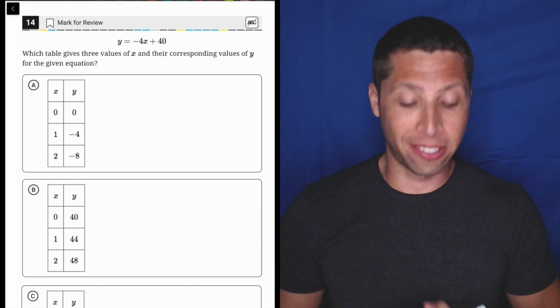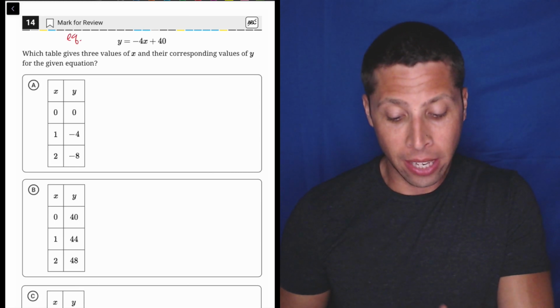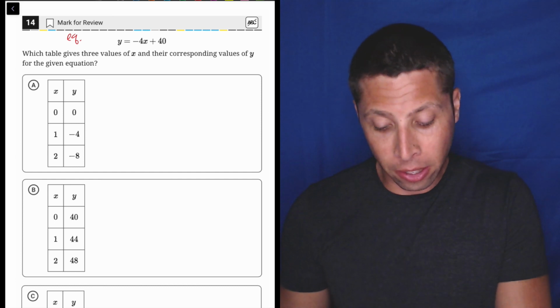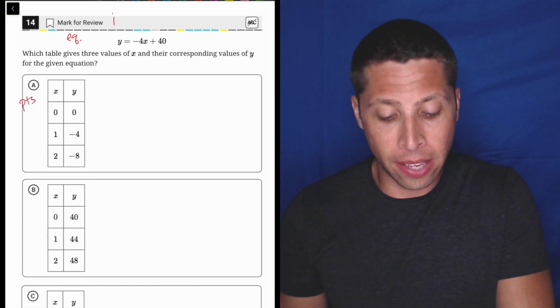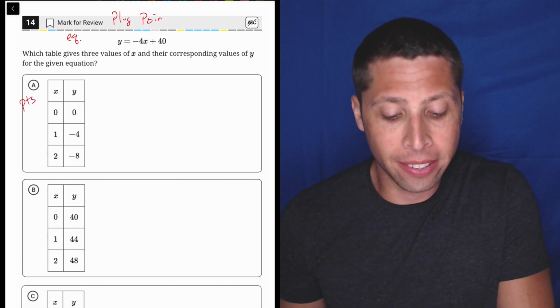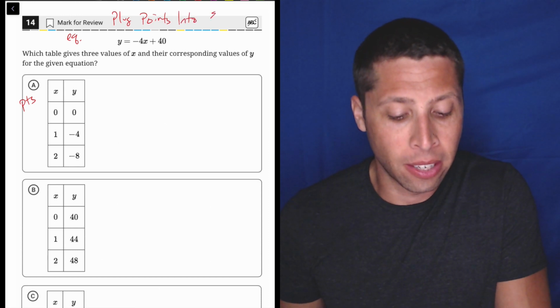What is this question giving us? It's clearly giving us an equation. And what are these tables? These are just tables filled with points. This is a plug points into equations question.